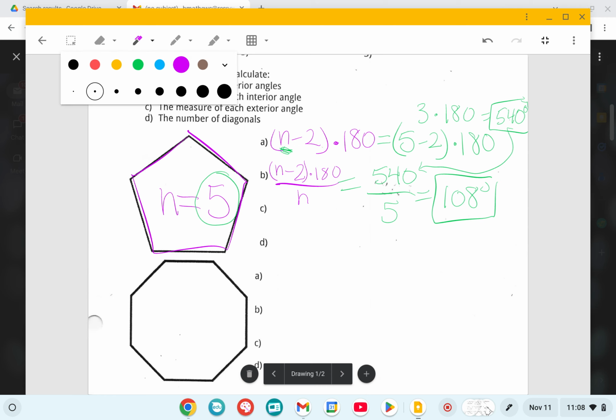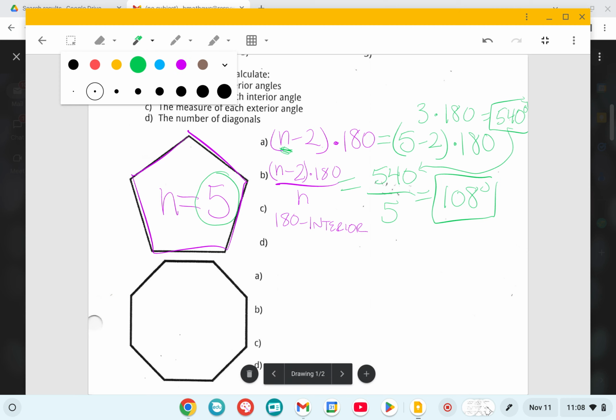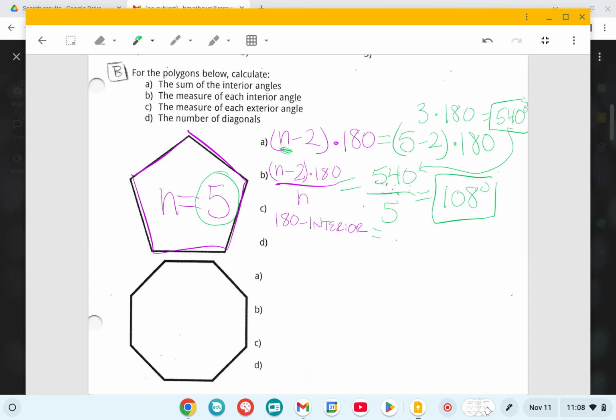Looking at part C, the formula for part C is simply to do 180 minus the measure of each interior angle, which is what I found in part B. So again, I'm taking the answer from part B, and I'm doing 180 minus that answer, 108, and I end up with an answer of 72. So you'll notice how I'm taking the answer from A and putting it into B. I'm taking the answer from B, I'm putting it into C, and that's how I'm getting those answers. So that is how you complete those first three.